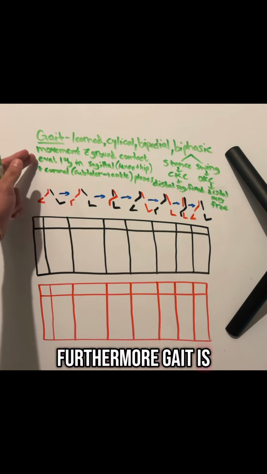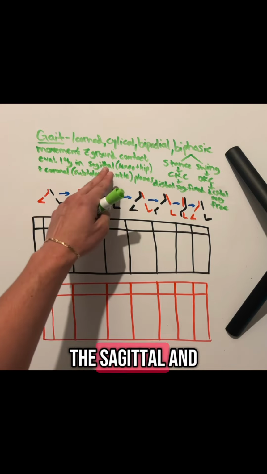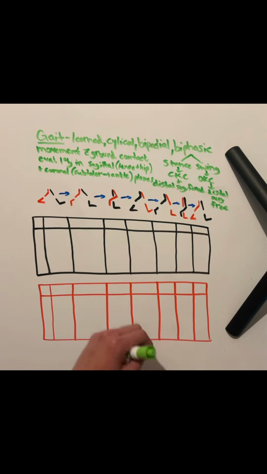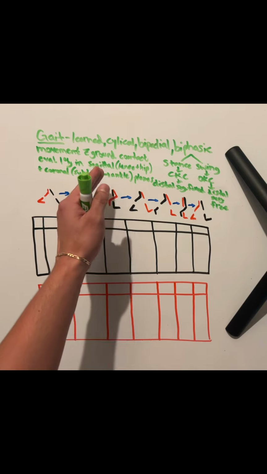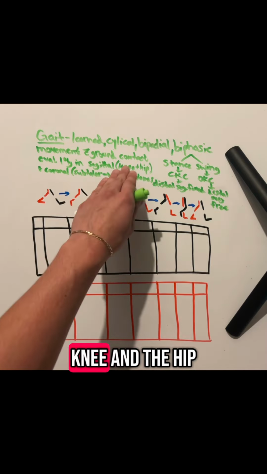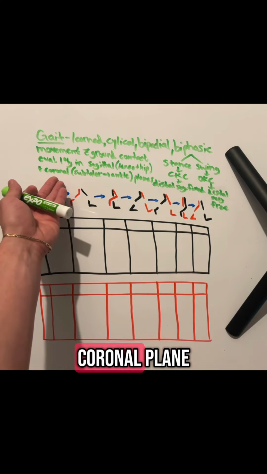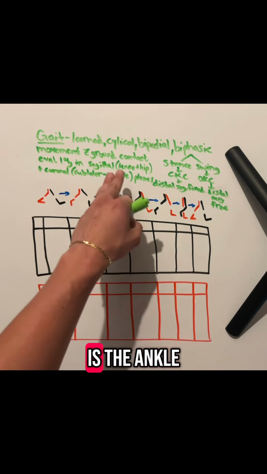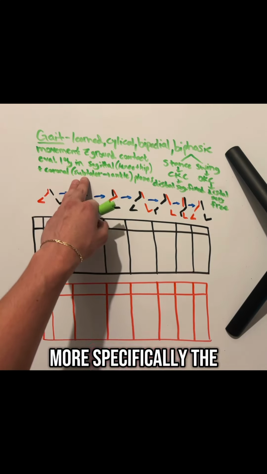Furthermore, gait is evaluated primarily in the sagittal and coronal planes. In the sagittal plane, the primary joints that we are evaluating are the knee and the hip. And with the coronal plane, the primary joint we are evaluating is the ankle, more specifically the subtalar joint.